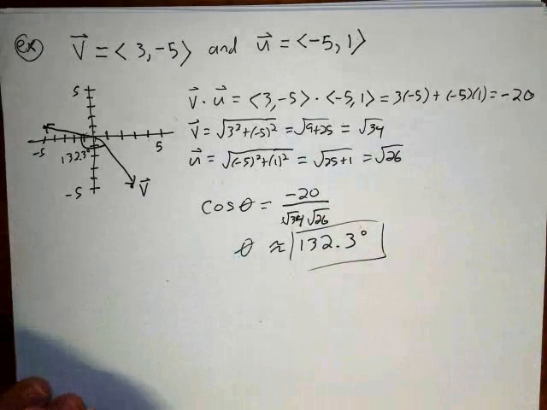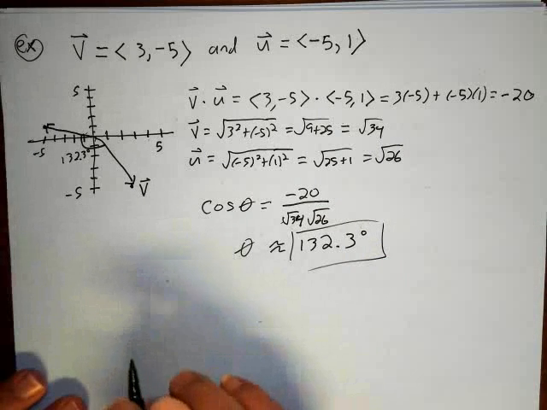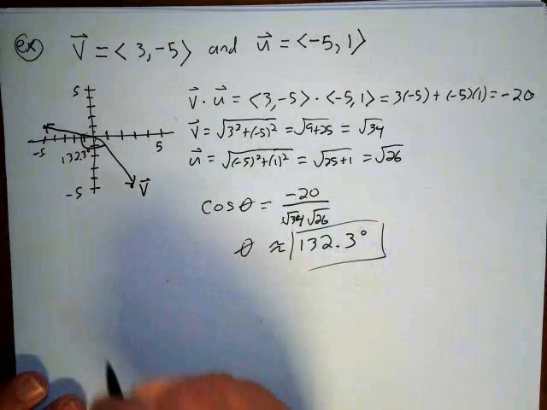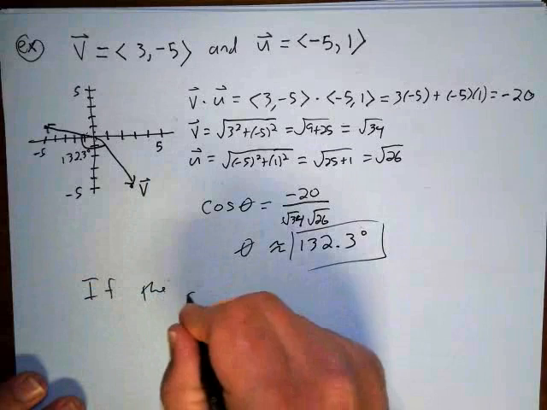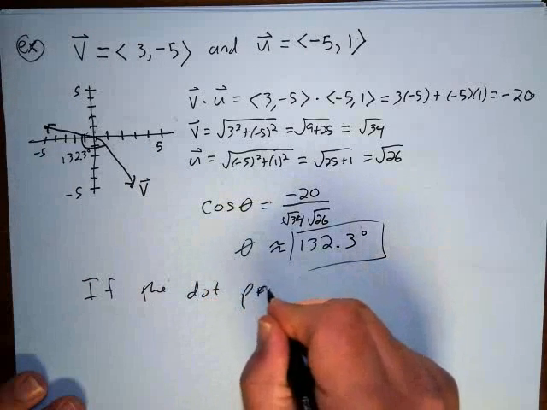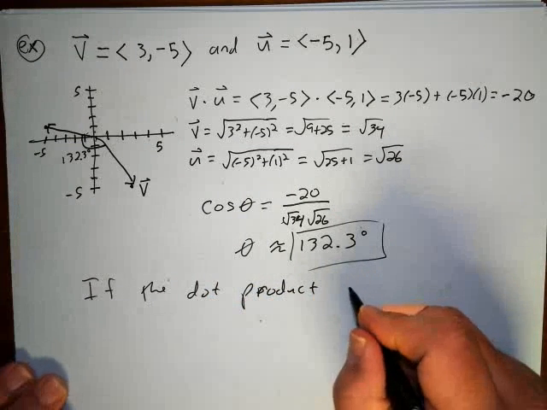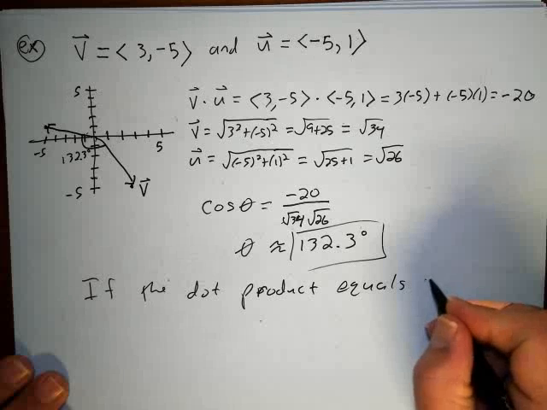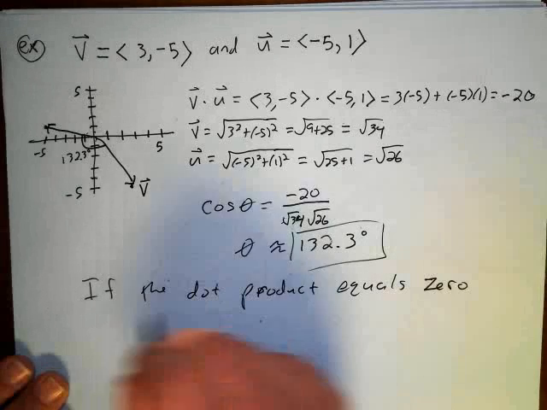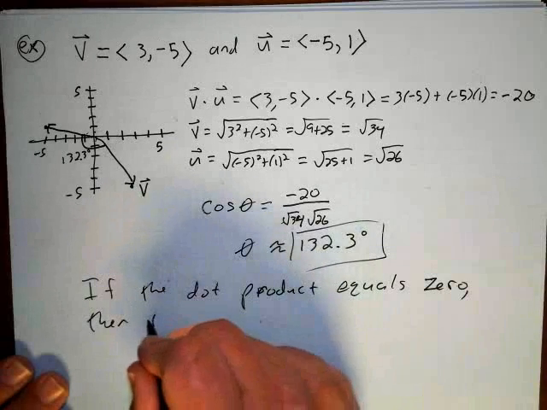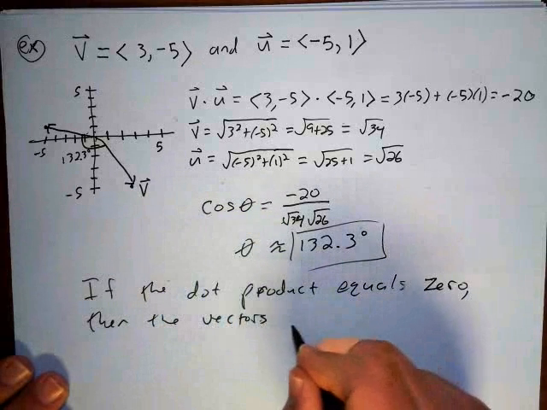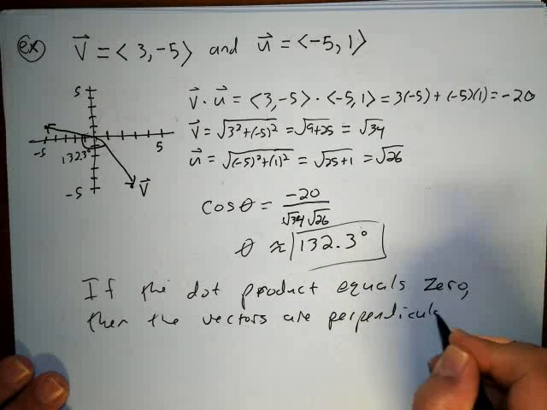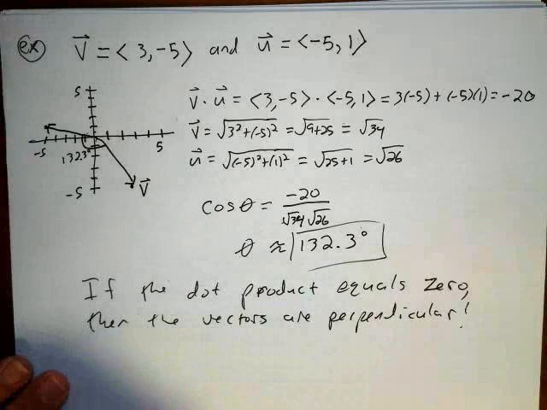Really, really neat stuff. Another neat application is that if the dot product equals 0, then the vectors are perpendicular. The angle between them is going to be 90 degrees.